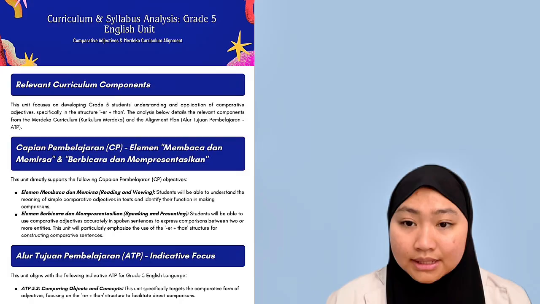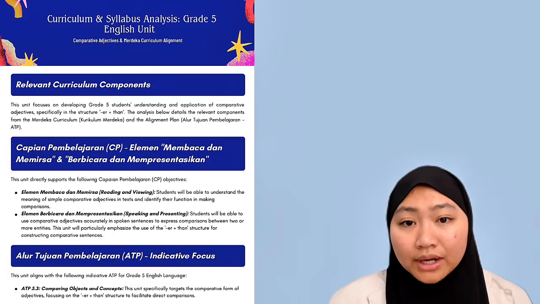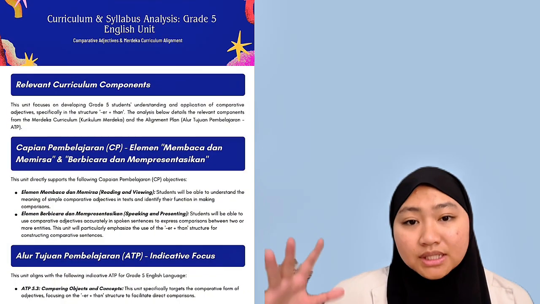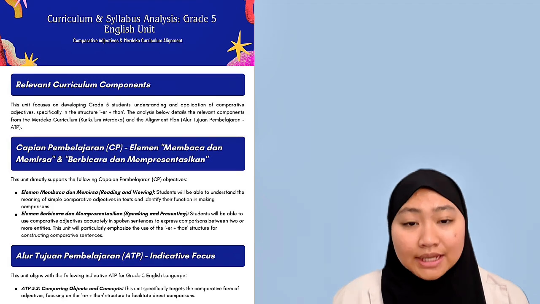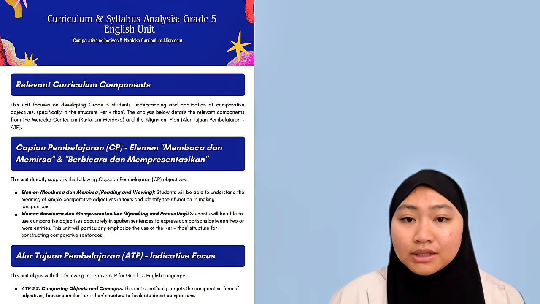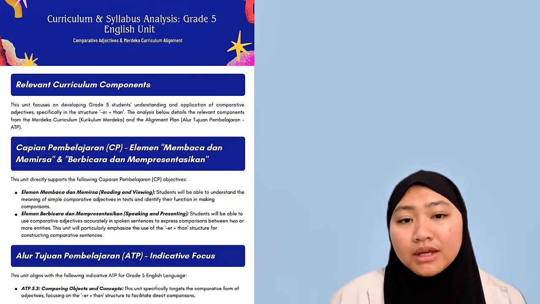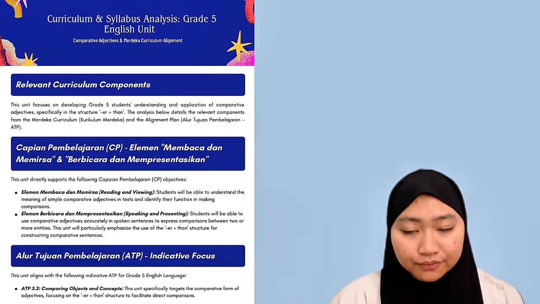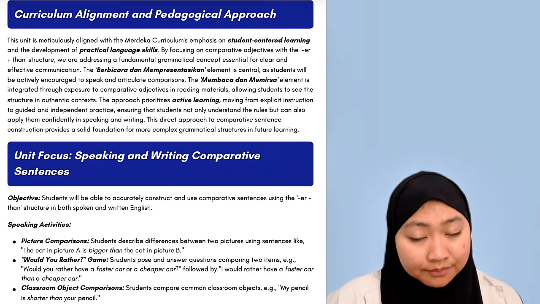Furthermore, the lesson is aligned with the ATP related to comparing objects and concepts, specifically using the adjective-plus-er structure. Instead of teaching grammar as an isolated skill, the lesson encourages students to use grammar as a communication tool. Students compare animals, classroom objects, transportation, and everyday things, making the learning process meaningful and relevant. Why is curriculum alignment important?